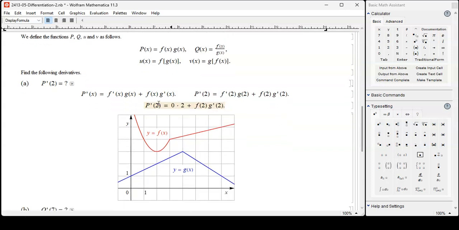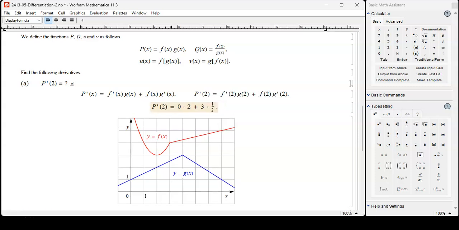Well, not that it matters. 0 times something will disappear anyway. How about f of 2? Function value is the y-coordinate. Height is 3. g prime of 2, at x equal to 2, slope, that's the derivative. That's 1/2. So I'm getting 3/2. Is that clear to you? Just reading the graph at x equal to 2. Not just the graph, but also the slope.